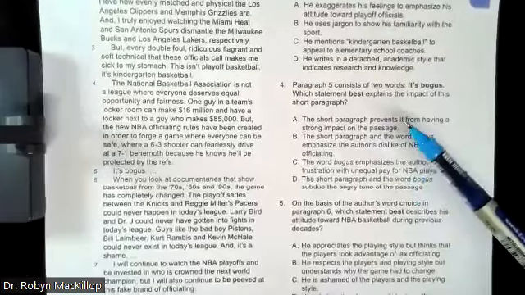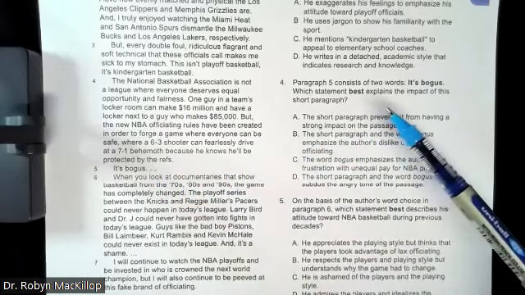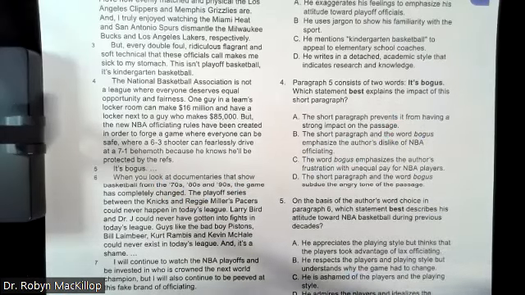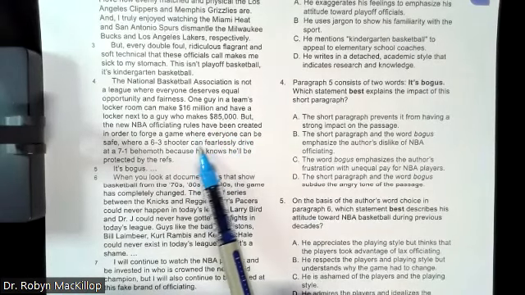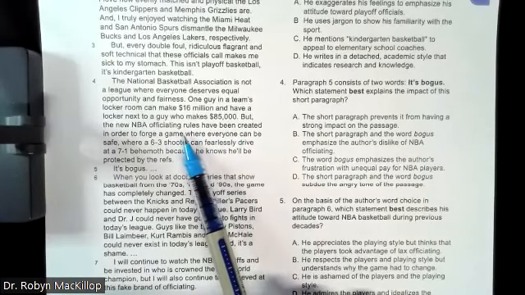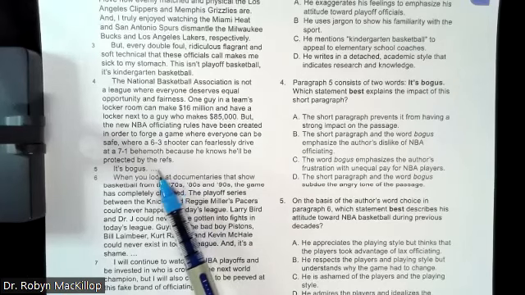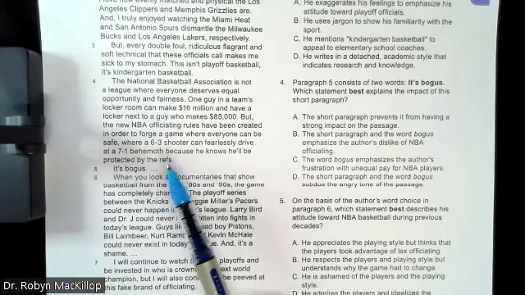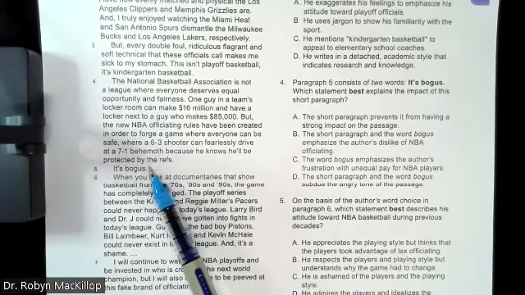All right, in paragraph 5, it's bogus. Yep, that's it. What statement best explains the impact of that short paragraph? So it might help to go up just a little bit and read the last sentence in front of it. The new NBA officiating rules have been created in order to forge a game where everyone can be safe, where a 6'3" shooter can fearlessly drive at a 7'1" behemoth because he knows he'll be protected by the refs. It's bogus. So he's talking about they put some safety rules into place and he thinks it's ridiculous.